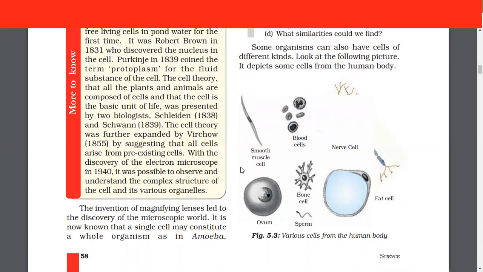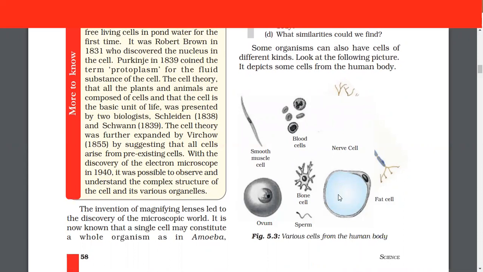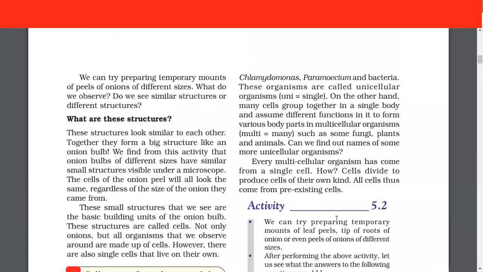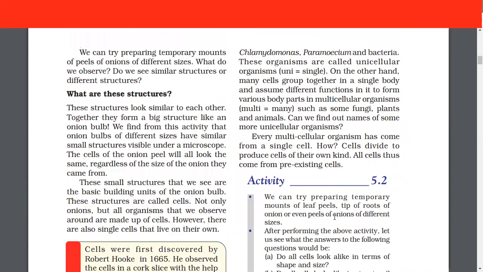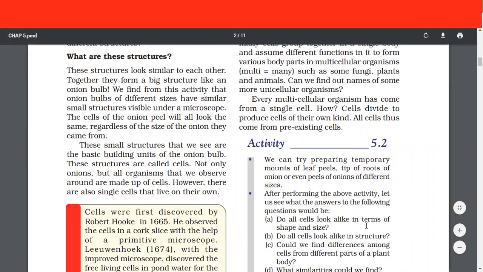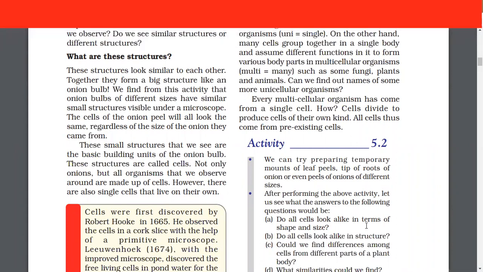It is now known that a single cell may constitute a whole organism, as in amoeba, Chlamydomonas, Paramecium, and bacteria. These organisms are called unicellular organisms. On the other hand, many cells group together in a single body and assume different functions in it to form various body parts in multicellular organisms, such as some fungi, plants, and animals. Can we find out names of some more unicellular organisms?